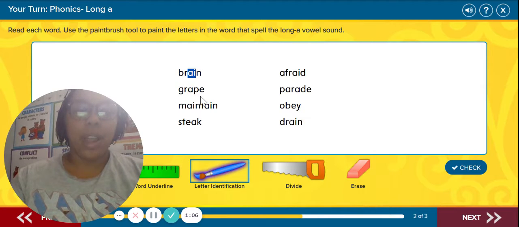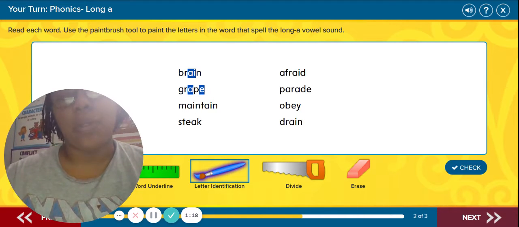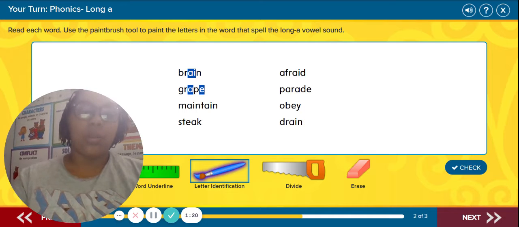Ape. Grape. I see an A and I see a silent E very close by, so I'm going to paint both. Remember, with your long A and silent E, the E is part of what helps it say its name. Let's go to our next word.